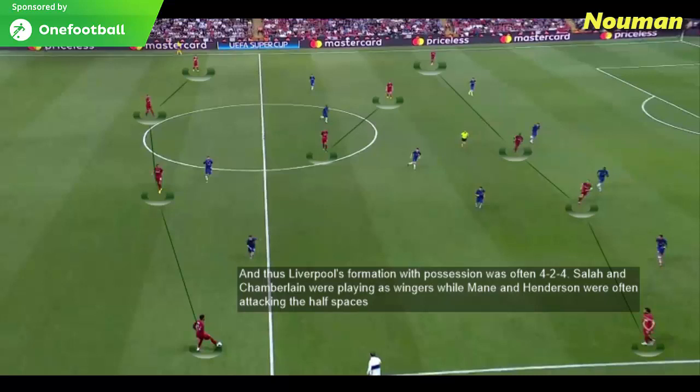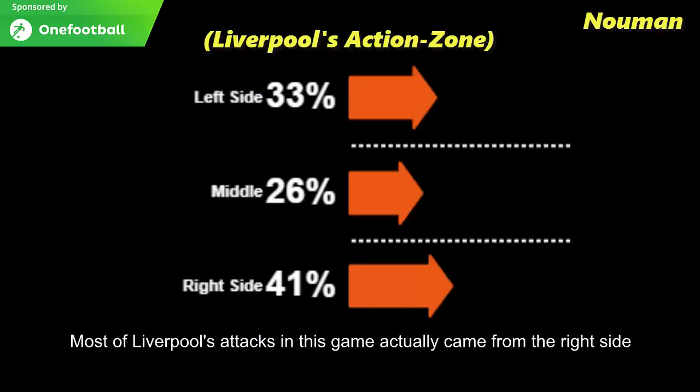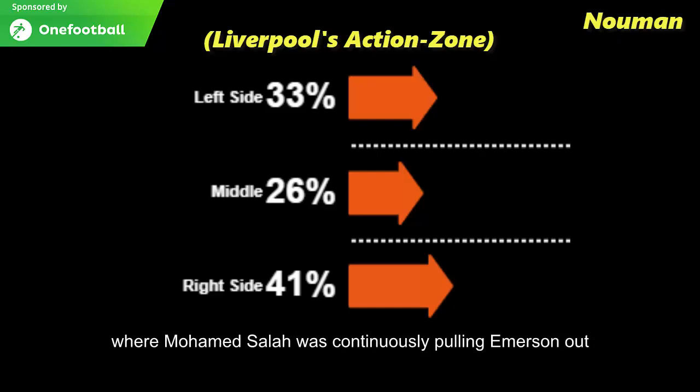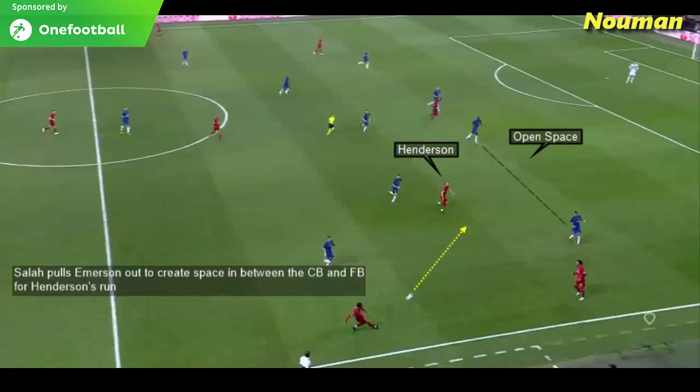Mohamed Salah and Chamberlain were playing as wingers, while Mane and Henderson were often attacking the half spaces. Most of Liverpool's attacks in this game actually came from the right side, where Mohamed Salah was continuously pulling Emerson out to create space for Henderson's run.